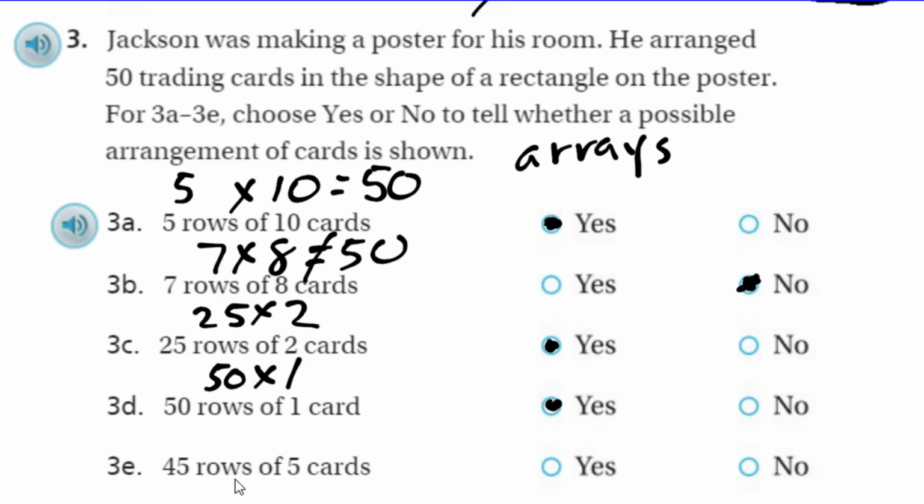45 rows of 5. Oh my goodness, that's going to be so far above 50. We're going to have to put no. So that's my final answer. Yes, no, yes, yes, no.